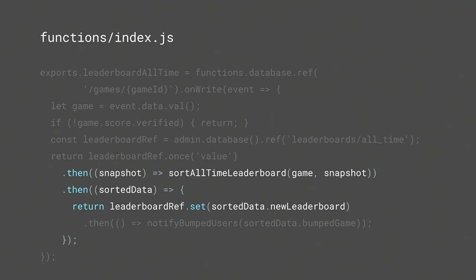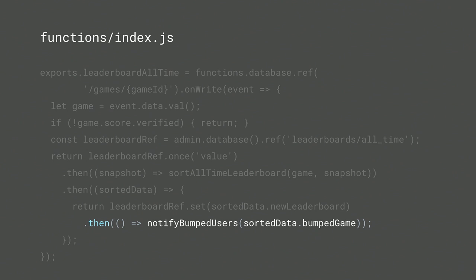Going back to our function, the next step is we actually insert the game in the appropriate location or replace the team's already existing game on the leaderboard with this new updated high score. Then we set the all-time leaderboard back at the same path that we got it from. Finally, we notify the team that got bumped off of the leaderboard with a push notification.